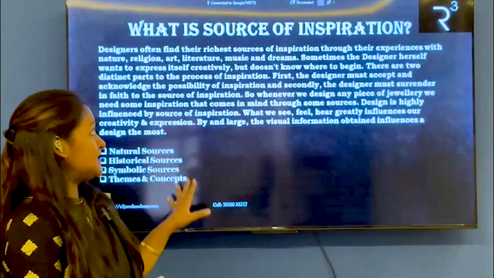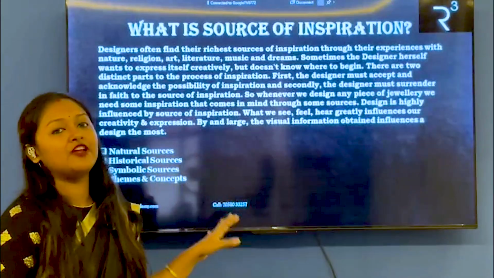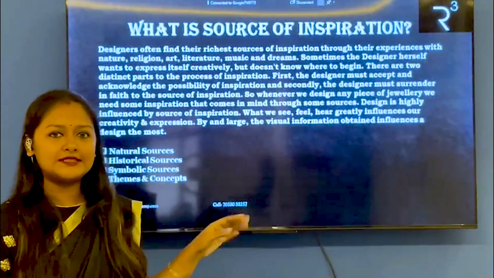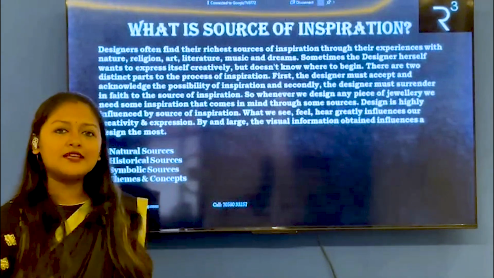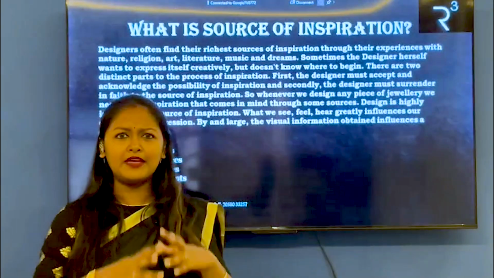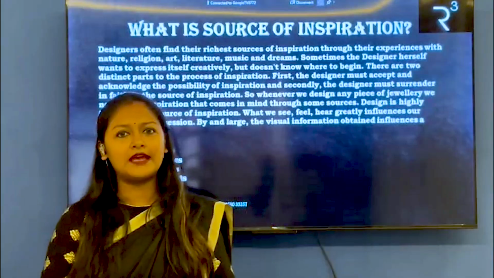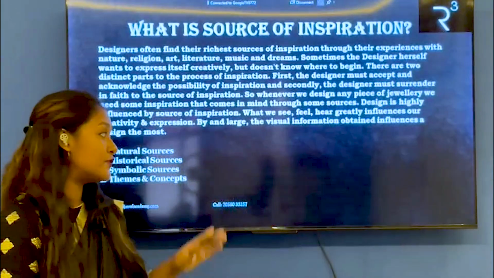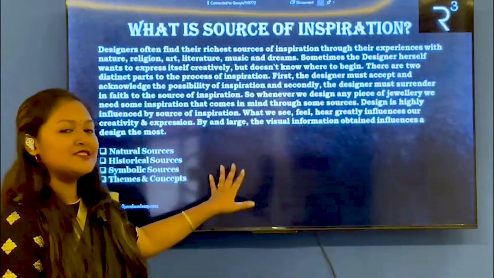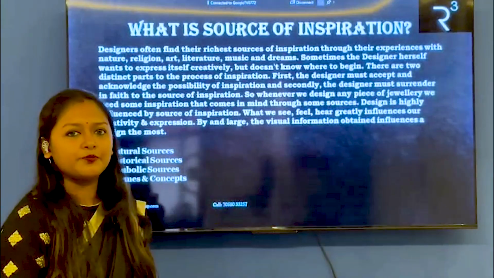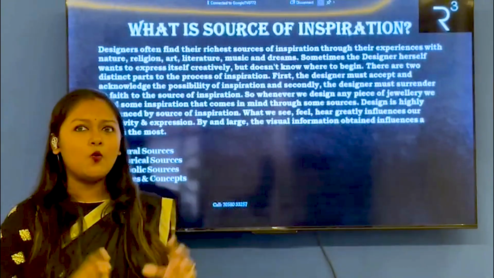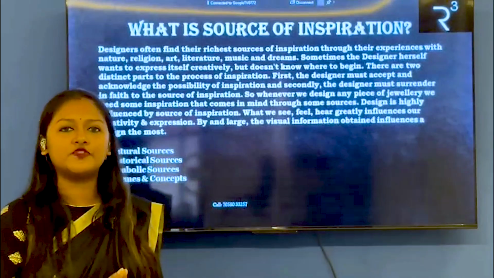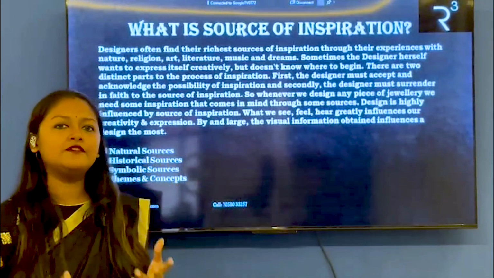Now let's move to the very vital part of manual jewelry designing: the source of inspiration. You might ask me, every day, where will we get different types of ideas and concepts from? Here is the answer. What is source of inspiration? It is whatever we collect from our atmosphere, whatever we see, feel, and hear.